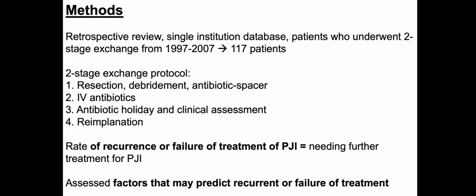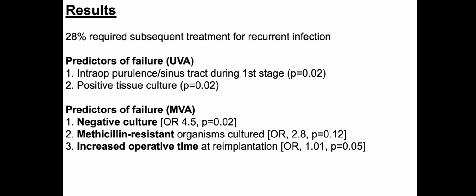The methodology was a retrospective review at a single institution. It used their total joints database. Essentially, patients that underwent this 2-stage exchange from 1997 to 2007, and 117 patients were included. Again, their protocol was very similar to the previously described protocol. What they were looking for as rate of recurrence or failure of the treatment was anything needing further treatment for PJI. And they looked at factors that may predict this failure of treatment or recurrence of infection. 28% of their cases required subsequent treatment for infection.